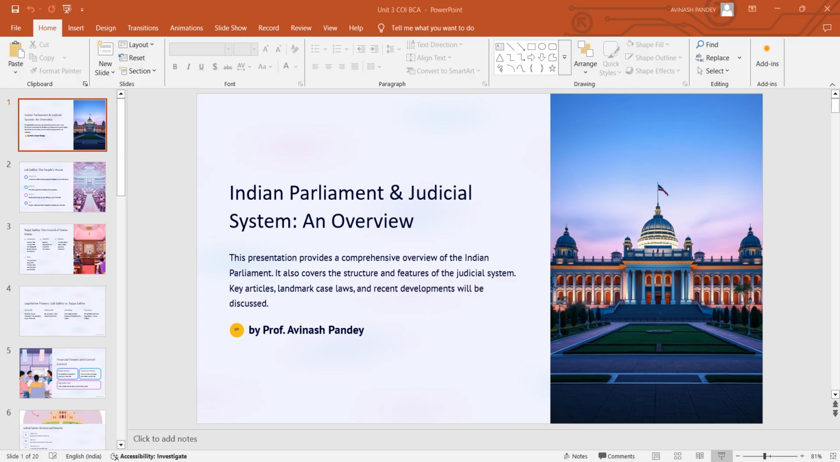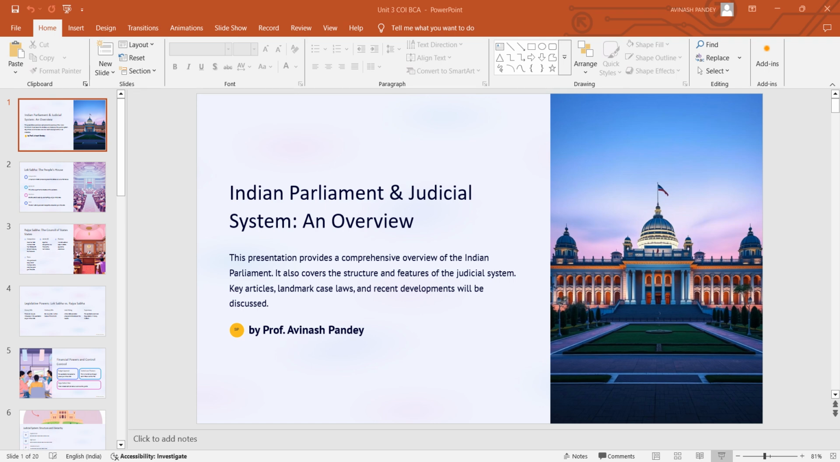Now, what is PIL? When we talk about the expansion of PIL, any citizen can approach the court, right? And the objective is justice for marginalized sections. And when we talk about PIL, the important landmark case law is SP Gupta versus Union of India, 1981. This case laid the groundwork for PIL, so that's why this case is very important.